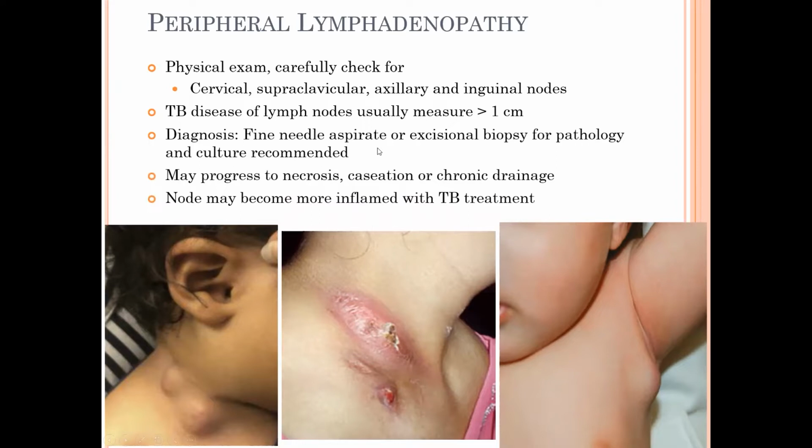The diagnostic recommendation would be fine needle aspirate or an excisional biopsy sent for pathology to rule out other causes, and also make sure they ask for TB culture and other cultures. These lymph nodes may be kind of quiet and not very inflamed, or they may progress with this friable, violaceous, or red colored skin and have chronic drainage coming from the lymph node. These can be real hard to treat. Sometimes they become more inflamed with treatment and may continue to drain. And then here's a baby with a lymph node in the axilla.